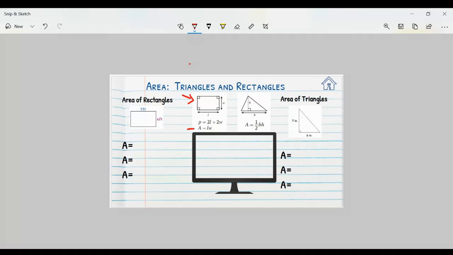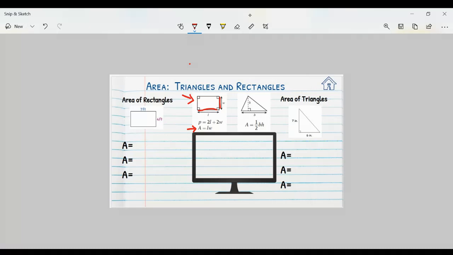Area is represented by a capital A, and to find the area of a rectangle, you're going to do length times width. So your length is going to be one side of your rectangle, and your width is going to be the other side of your rectangle. So now that I know this information, I'm going to go ahead and apply it to this problem over here.